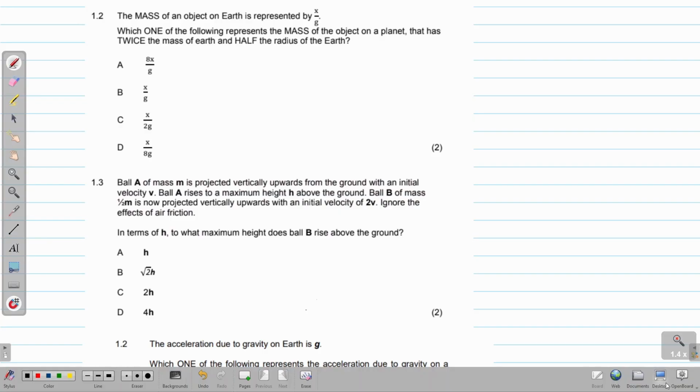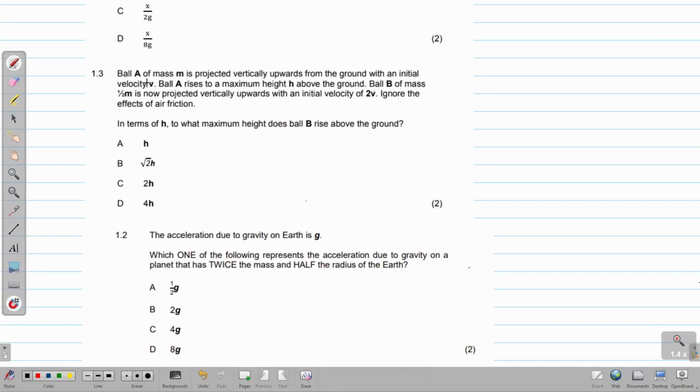Let's start with question 1.2. Mass of an object on Earth is represented by x over g. Which one of the following represents the mass of an object on a planet that has twice the mass of Earth and half the radius of planet Earth? The quantity that we are looking at here is the mass. Remember that mass is the same everywhere in the universe. So if its value is x over g here on Earth, elsewhere it's also x over g. So the correct answer here is B. The mass of this object is going to be x over g as well, whatever planet it is on.